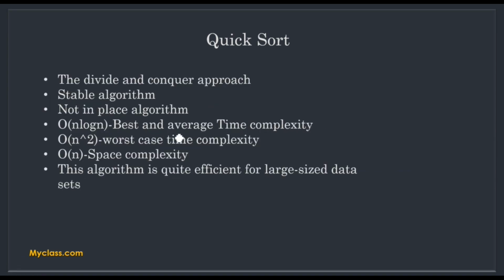So that is all about our quicksort. We have analyzed the algorithm and we have got the best and average time complexity as order of n log n. The worst case is order of n square. And the space complexity is order of n. We can also state it in terms of n log n.